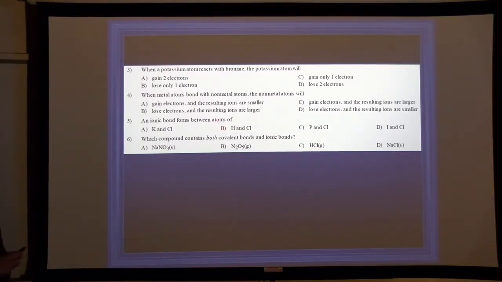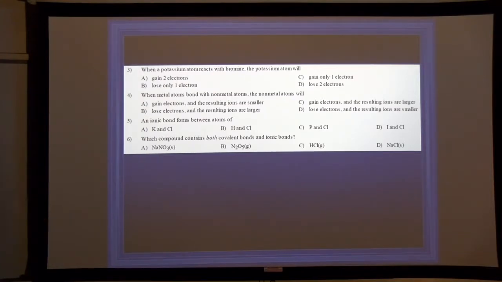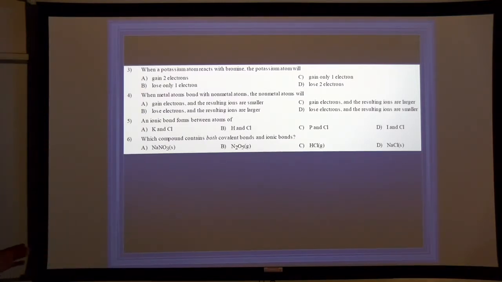Okay? It says an ionic bond forms between atoms of which combination? The majority says it's potassium and chlorine, and you are correct, because potassium's a metal and chlorine's a nonmetal. It's really that simple. The only exception to that rule is the ammonium ion, NH4+, which is a positive ion. That's the only exception in an ionic compound that could exist as a positive ion. In all the other cases, there's always a metal.